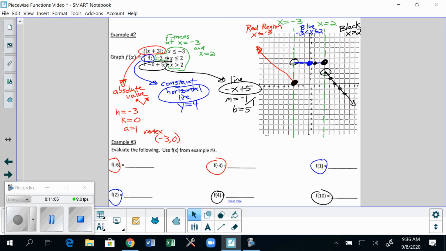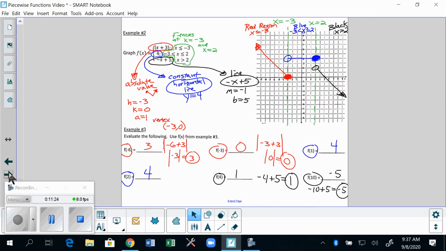Now, anytime x is a number between -3 and 2, and we're going to include the 2, it's going to follow the blue rule. And then anytime x is a number larger than 2, we're going to follow the black rule. Okay, that would be our last 2 examples. So getting out a calculator, I'm going to kind of shortcut through this. Here are the answers to example number 3.